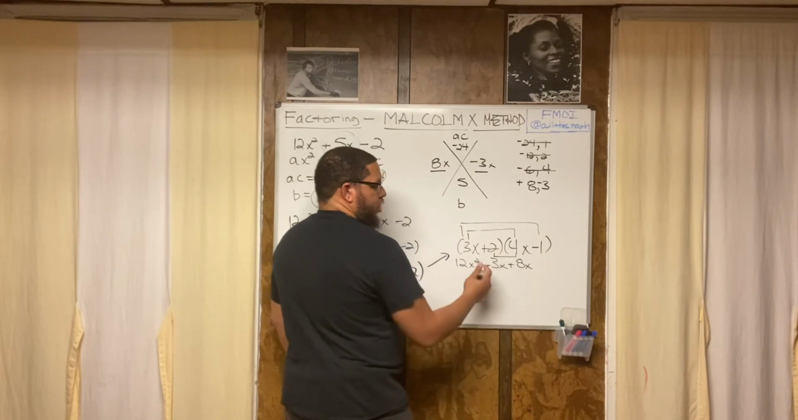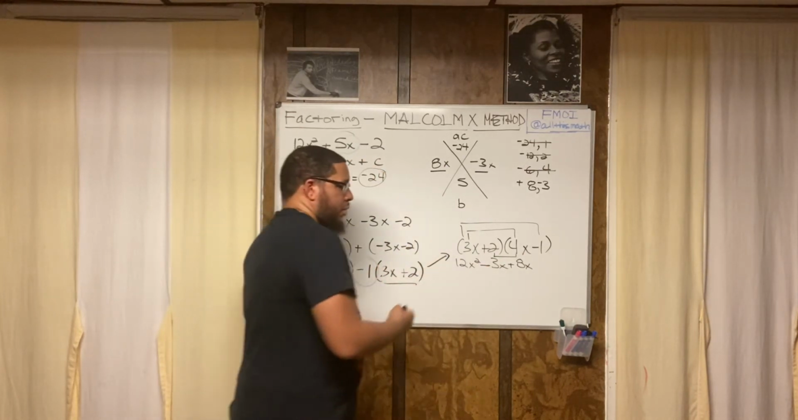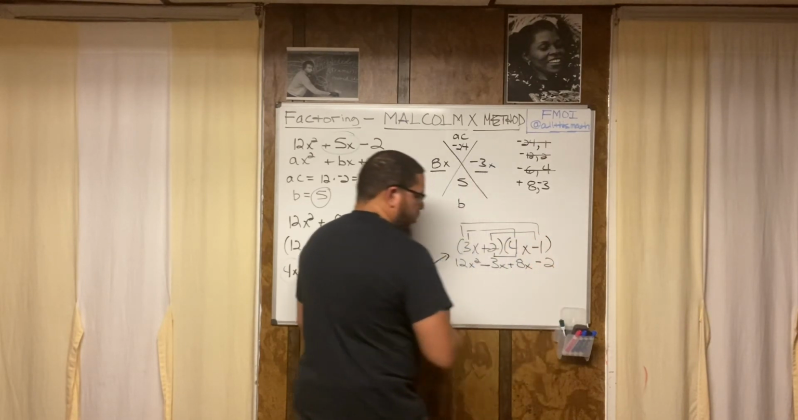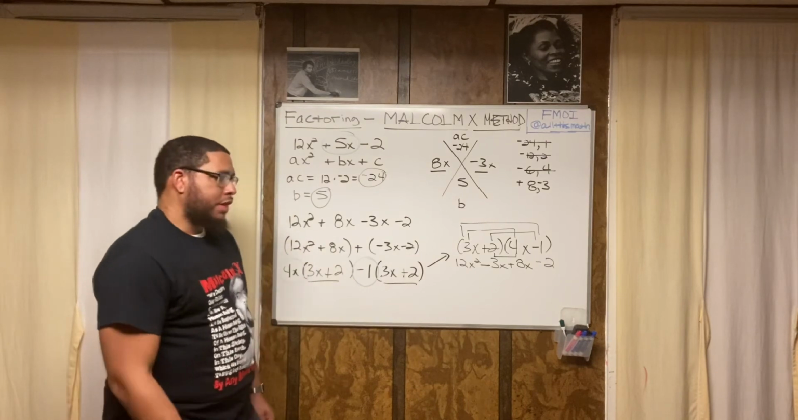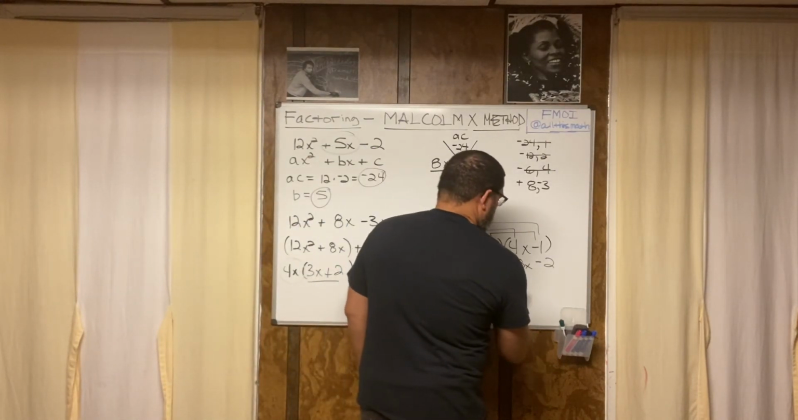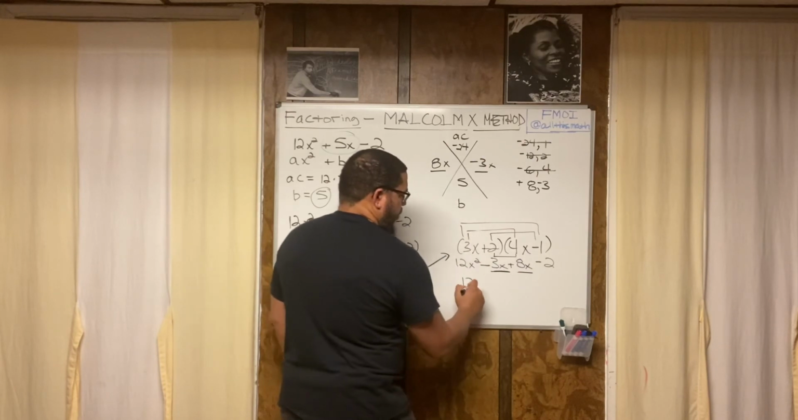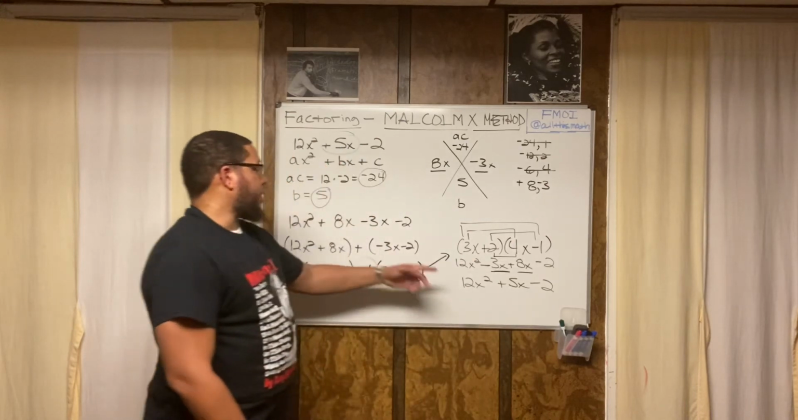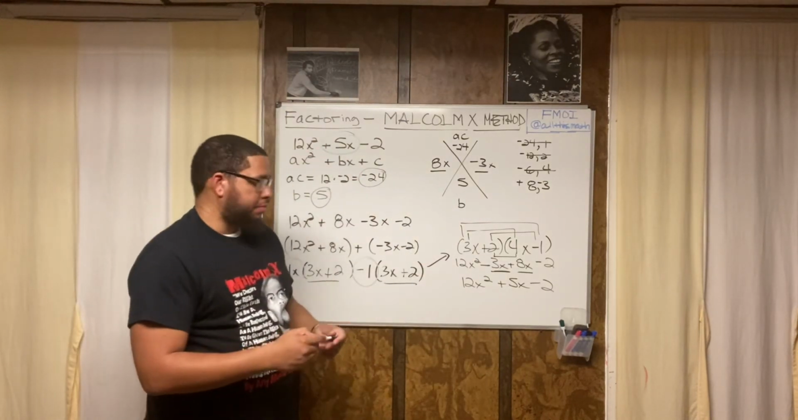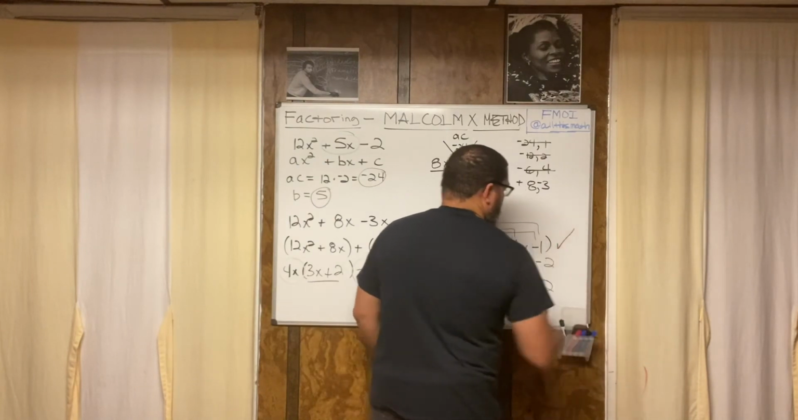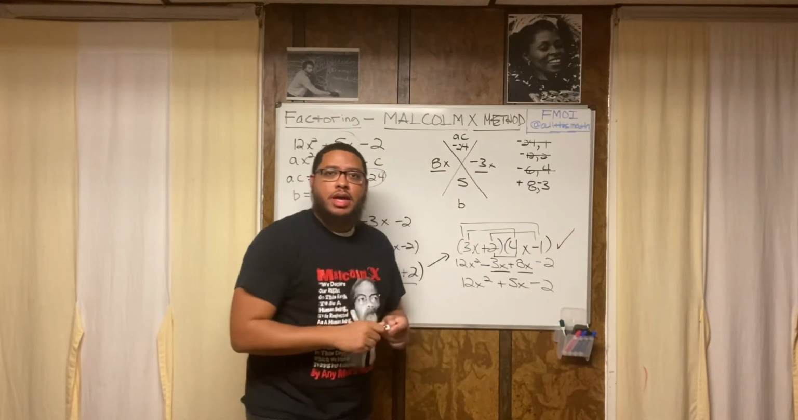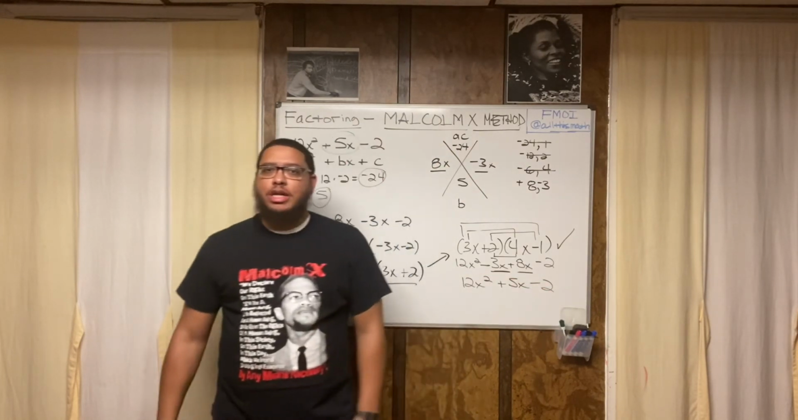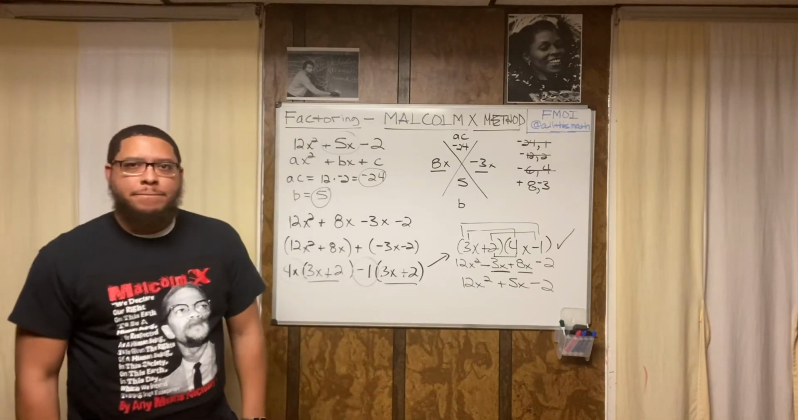And then I do the last terms. The last one's in the parentheses. So that's going to be positive 2 times negative 1, which is minus 2. And then I collect like terms. My two like terms are negative 3x and positive 8x, leaving me with 12x squared plus 5x minus 2. And isn't that what I started with? So that's proof that this is the correct factored form, and we just used the Malcolm X method to factor a quadratic trinomial. So I hope that made sense.